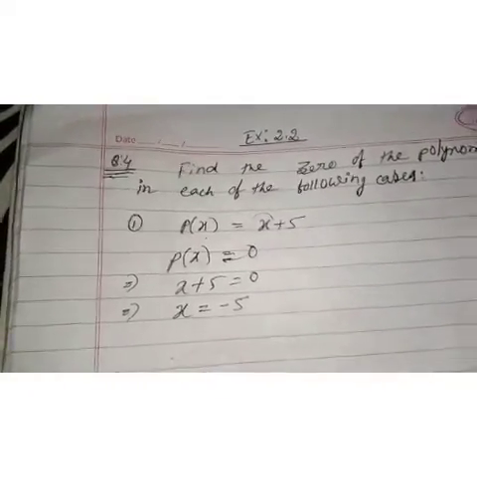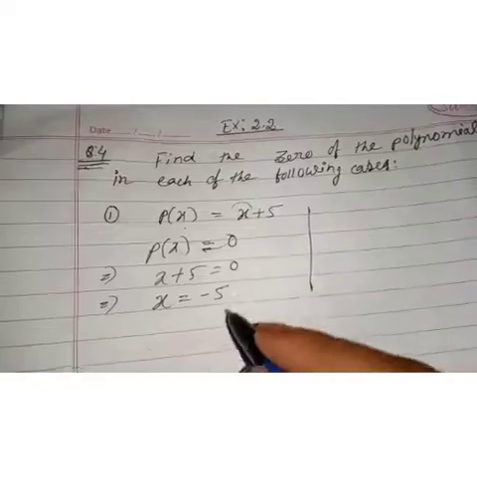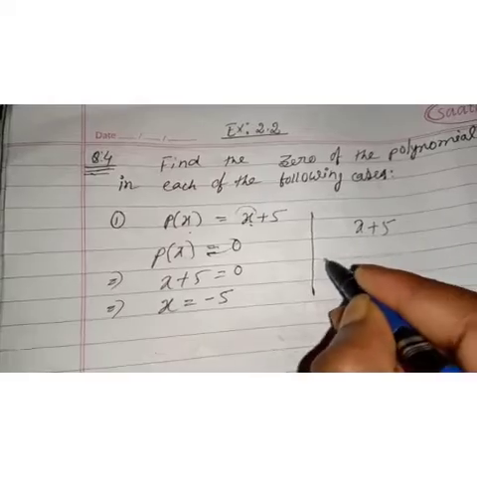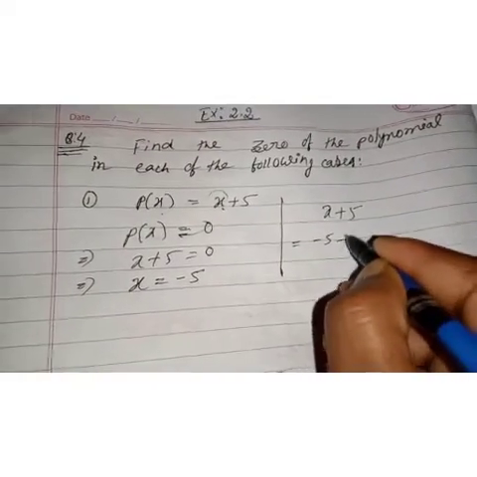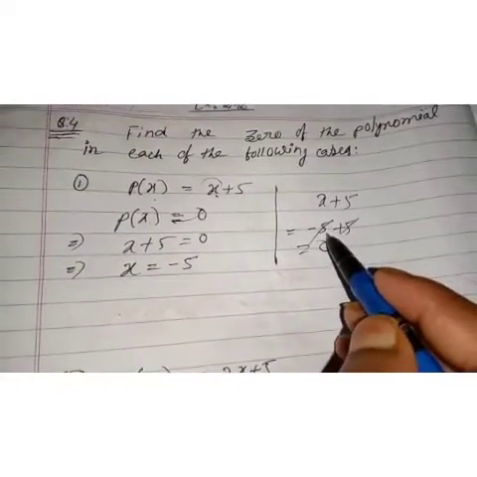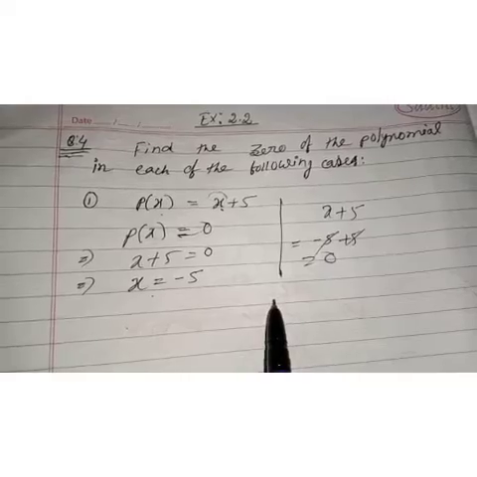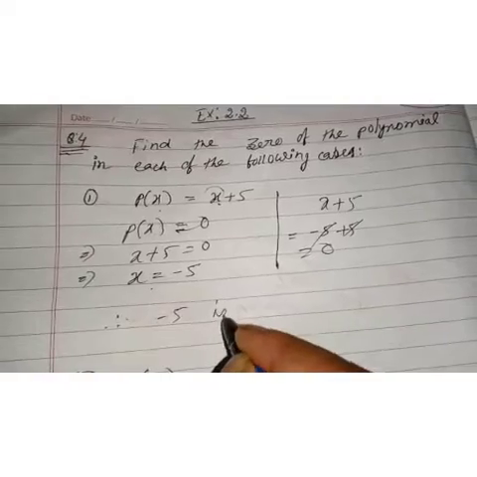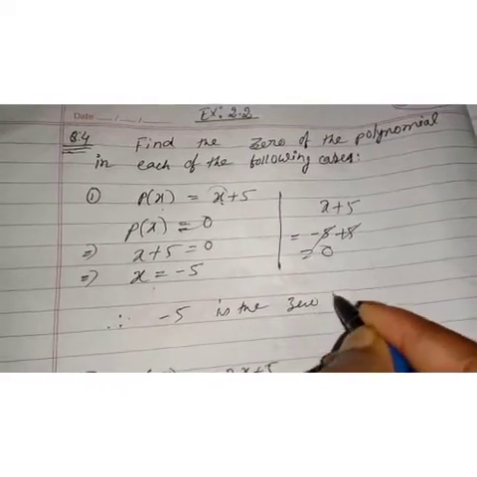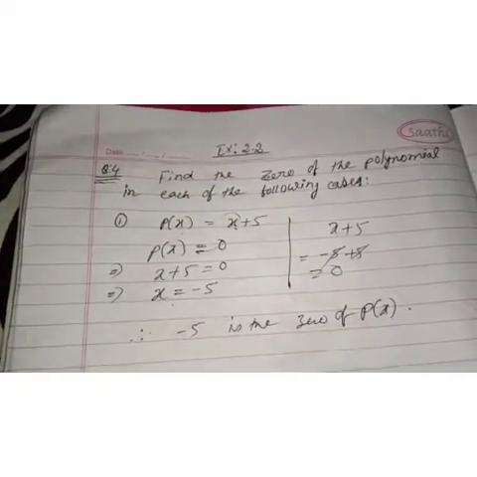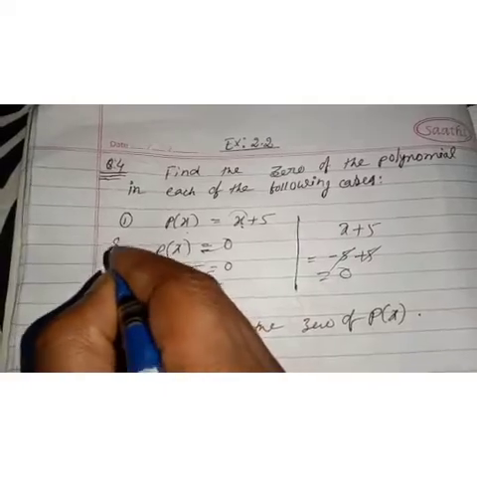Understood? If you have confusion, then you can verify. If you put minus 5 in the place of x in x plus 5, then what is the result? 0. This part is not needed, but for self verification, minus 5 is the 0. Therefore minus 5 is the 0 of p(x). So like this you can find. To find the 0, you just have to assume that p(x) equal to 0. Understood now?